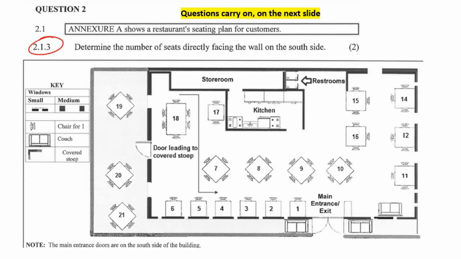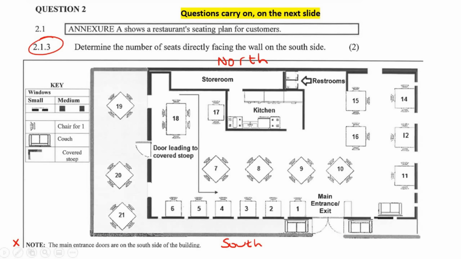Now, with this question, it says, determine the number of seats that are directly facing the wall on the south side. So they add a little note here that says the main entrance doors, which is over here, it's the entrance and exit, are on the south side of the building. So this is the south side. That makes this the north. Okay? So it says, determine the number of seats that are directly facing the wall on the south side. So here's the wall. So how many, determine the number of seats that are directly facing that.